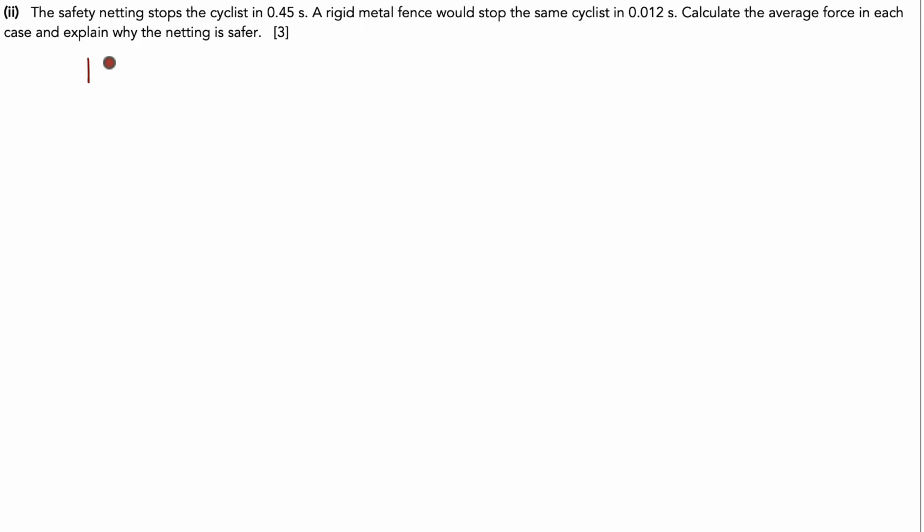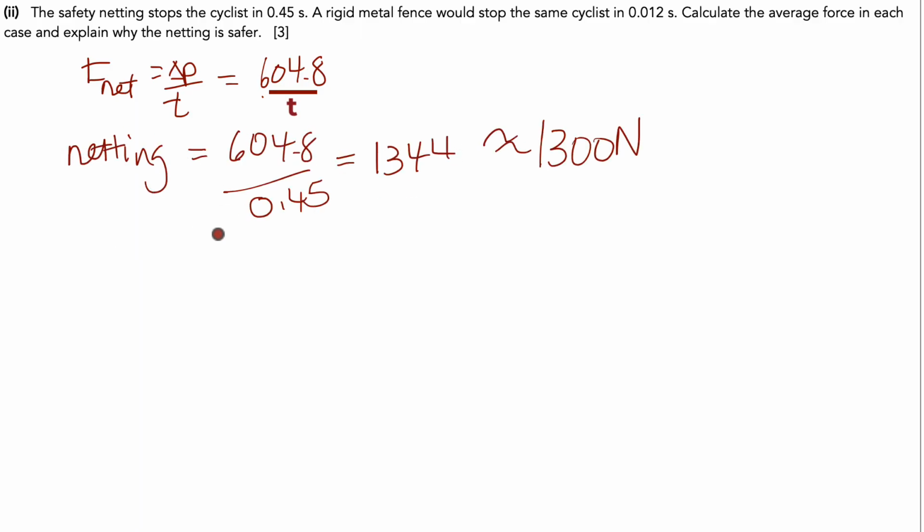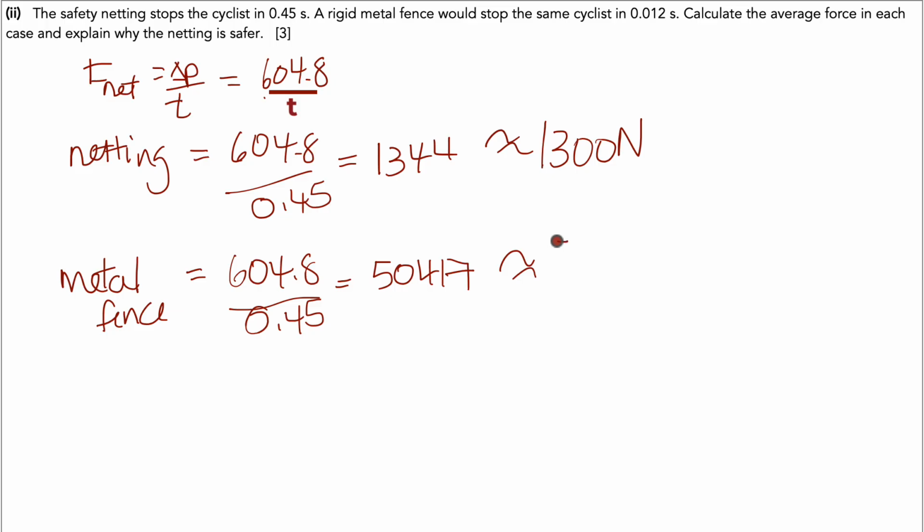Well, we're going to use Newton's second law in its general form. F net is the change in momentum over time. And in the previous question, we have already calculated the change in momentum. 604.8. Remember, I'm going to use the unrounded answer in my calculation, and then I'll do rounding later. And we're going to do it for both cases. So first of all, for the netting, it's going to give me approximately 1,300 newtons. Now, for the metal fence, that's going to be approximately 50,000 newtons.